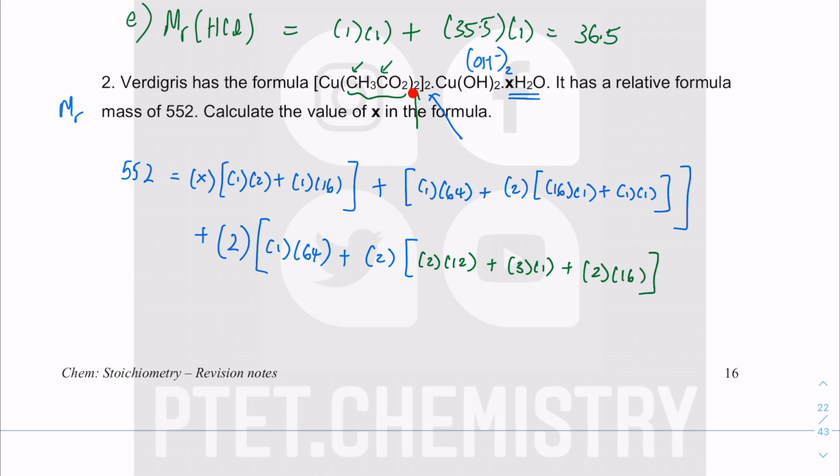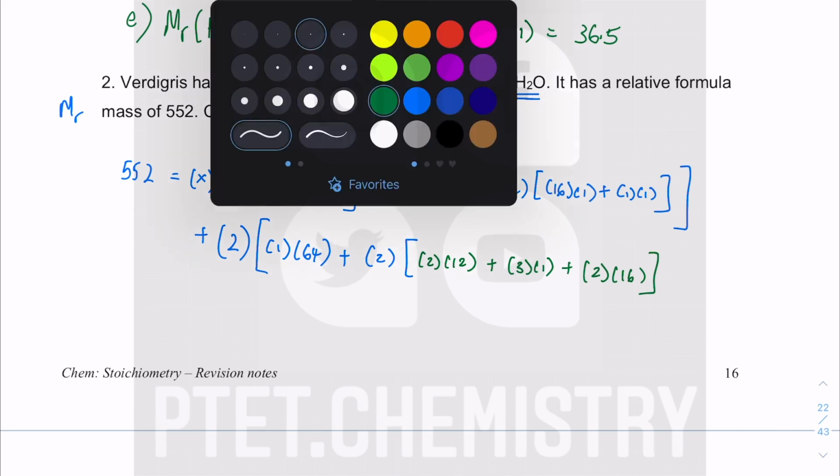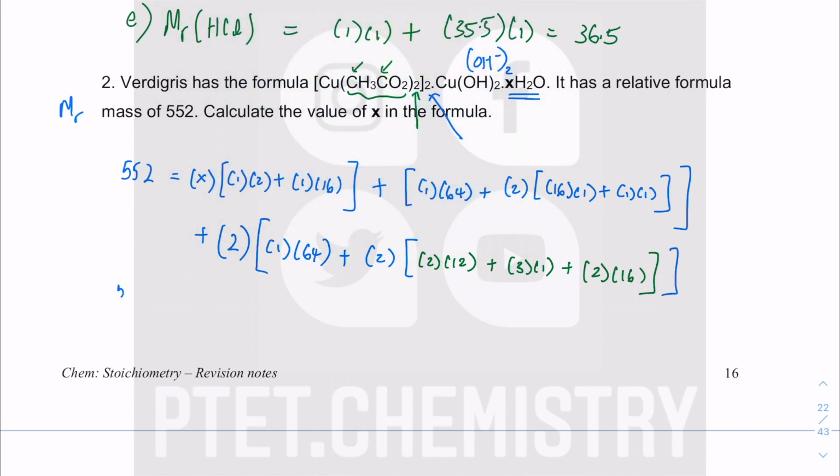So this 2 here refers to 2 times this whole thing inside the square bracket, plus the 1 copper, and then this other 2 outside because it is 2 times the whole sum of it. So essentially it's just bookkeeping. It looks scary, but it's bookkeeping. So do the thing inside the bracket first. 16 plus 2 is 18, so it's 18x. And then I do the second bracket, which is 64 times 1 plus 2 times 17. So 16 plus 1 is 17, times 2 is 34, plus 64 is 98.